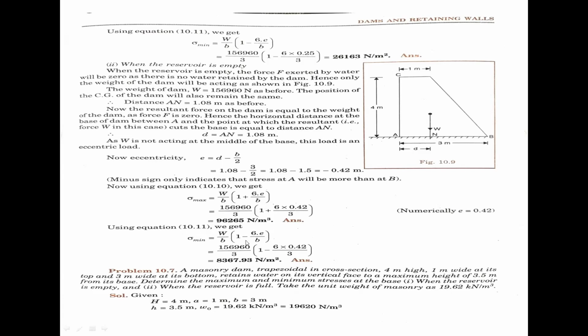Minimum stress equals W by B times 1 minus 6e by B. You know the W value, 156,960, divided by 3, into 1 minus 6 into 0.42 divided by 3. Now 8367.93 newton per meter square. This is the minimum stress for a trapezoidal dam when the reservoir is empty. You have to take this condition and remember it. When the reservoir is full and when the reservoir is empty, you have to calculate in this procedure and follow the conditions.